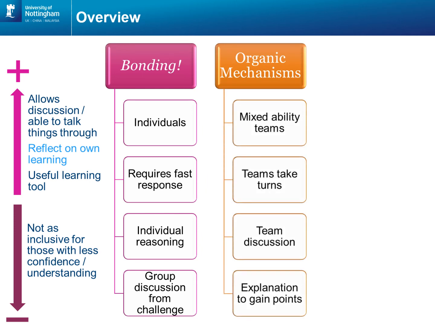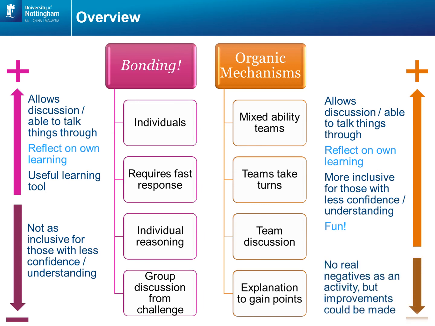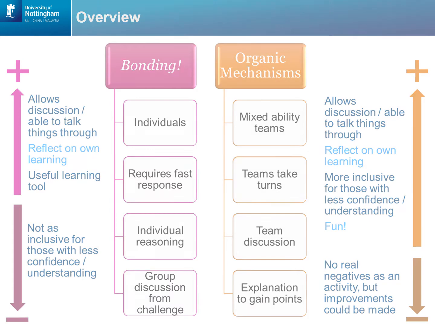The organic mechanisms, on the other hand, was a mixed ability team game. The teams took turns to answer questions. Discussion was within the teams, and then each team presented an explanation to gain points. The positives were the same in terms of allowing discussion and reflection on own learning, but it was found to be more inclusive for those with less confidence or understanding in that topic area, and was also found to be fun. There were no real negatives as an activity, but students had suggested improvements that could be made.